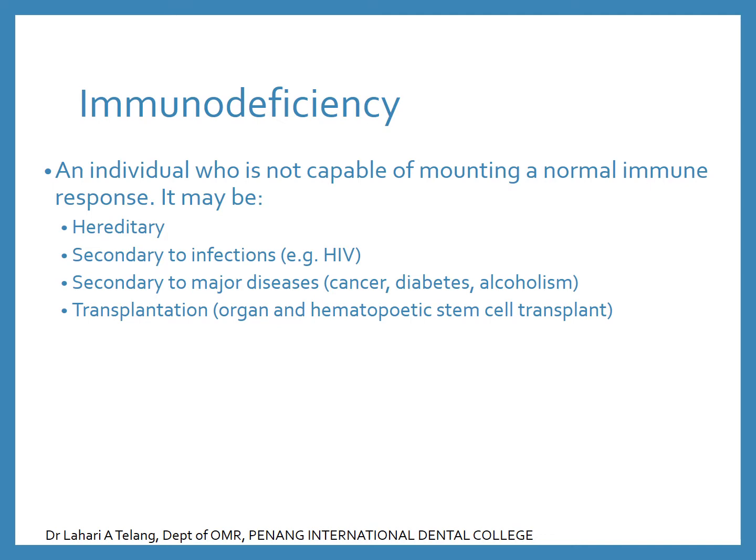We've looked at what is meant by presence of immunity. Now, what is meant by presence of no immunity or immune deficiency? An individual who is not capable of mounting a normal immune response is said to be immune deficient. Now, it can be hereditary, secondary to infections like HIV, or secondary to major diseases like cancer, diabetes, or alcoholism, or due to transplantation of an organ or hematopoietic stem cell transplant. All of these conditions can lead to immunodeficiency in a human being.